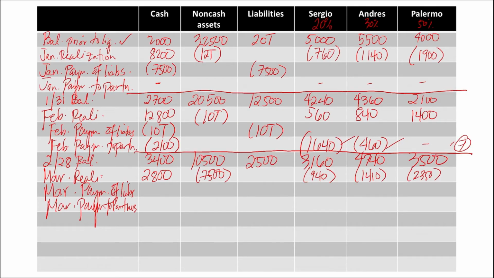Magkano yung binayad niyang utang? 2,500. Nabayaran niya na in full. Okay, walang problem. So, dito, minus 2,500. Payment to partners. Okay. Since alam niyo na yung laman ng schedule of safe payments, kunin na natin yung mga relevant information natin. Sergio. 3,160 minus 940. 2,220. Andres. For 740 minus 1,410. 3,330. Palermo. 1,150. And the non-cash assets. Ilan na lang yan? 10,500 minus 7,500. 3K na lang. Okay? Sige, punta tayo.